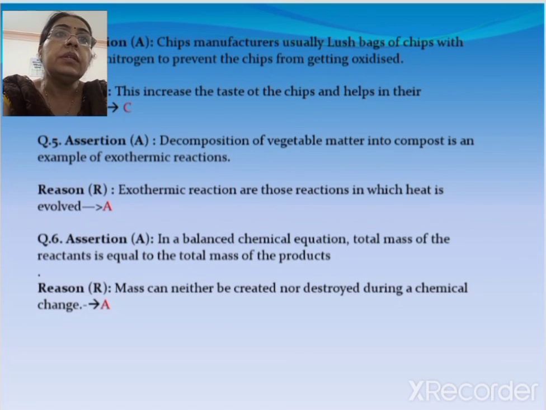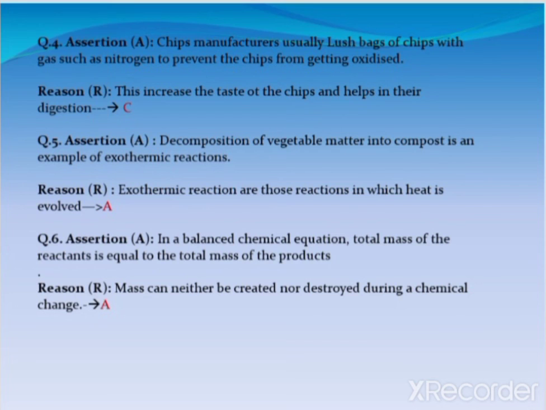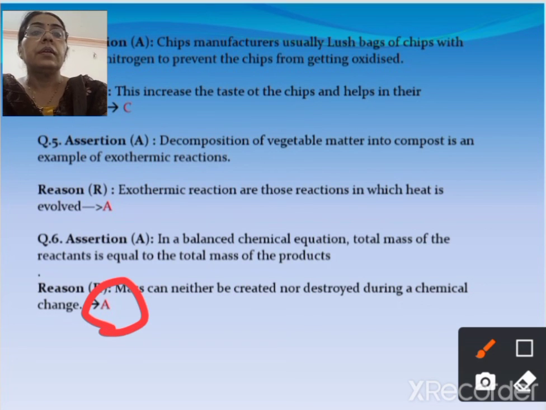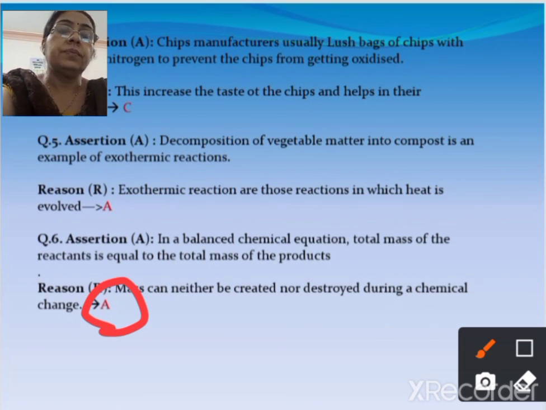So when we see here, the assertion is correct and R is also correct, as well as R is the correct explanation of A. Again, we will have to choose the correct option A for this question. So in this way, we can solve assertion reason type of questions.